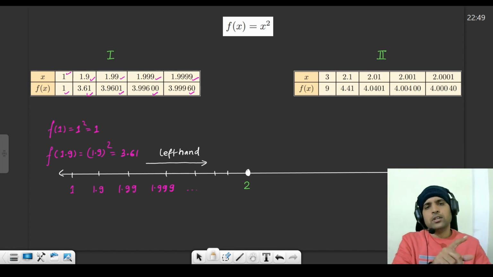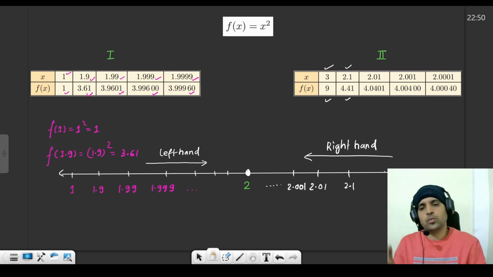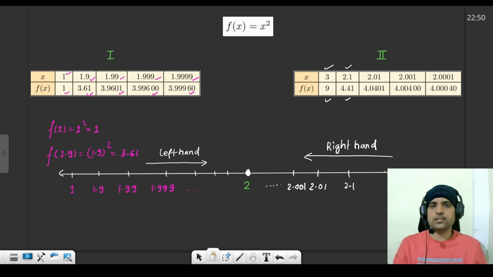In the second table, if you look, I started from 3. Then I got f of 3 as 9. Then I went to 2.1. I got f of 2.1 as 4.41. Then I'm decreasing. So suppose this is 3. Now I'm decreasing the value here further and further so that I should reach 2. So from the right, I am moving to the left. So from the right hand side, I am going to 2. Right hand side, I am trying to reach 2 for the value of x I am talking about.